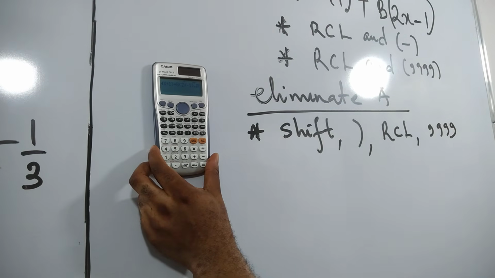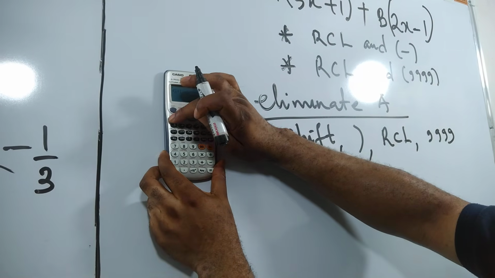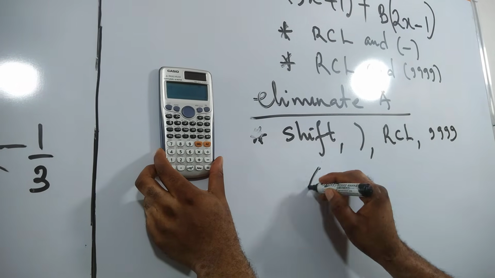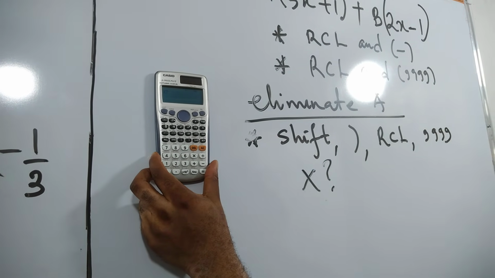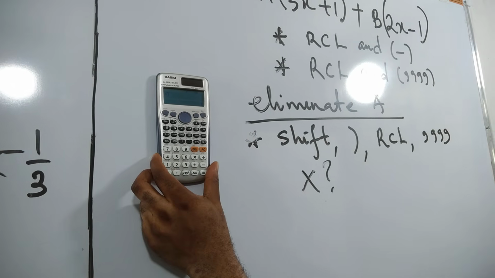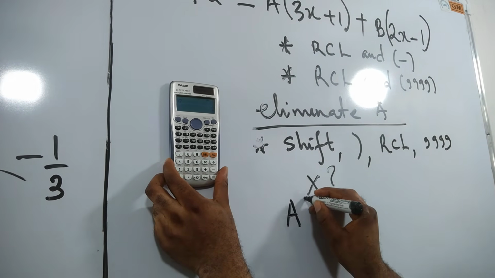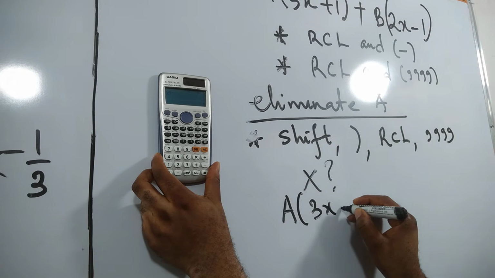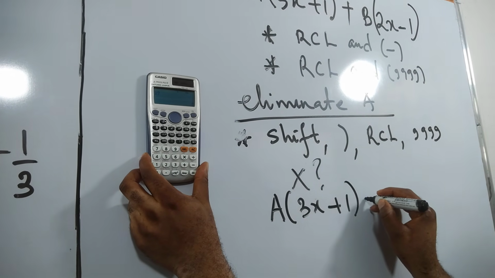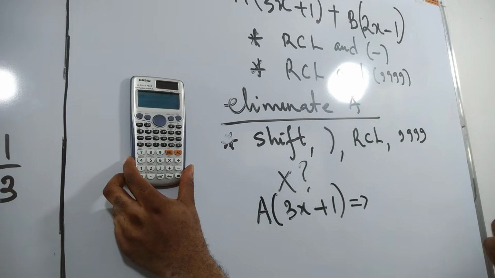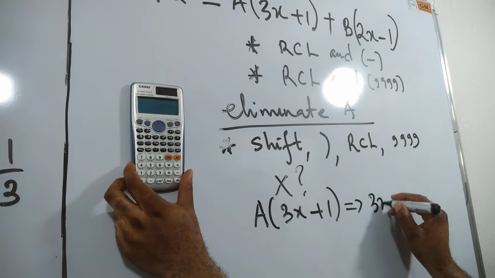Appeared. What is the next? Punch shift and calc. It will say X question mark. Now what do you do? I want you to observe. When you are eliminating A, you should observe that the coefficient is 3 plus 1. And by what we observe, to make x subject of the formula, I will now say 3x.